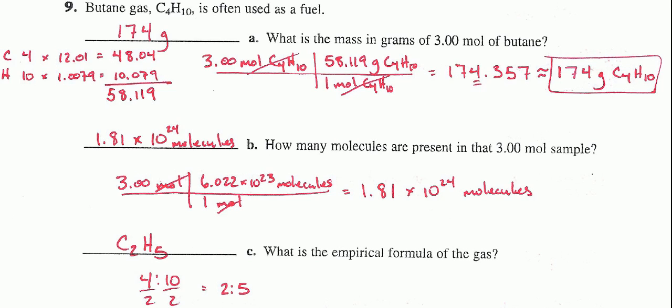Number 9. Butane gas, which is C4H10, is often used as a fuel. A asks, what is the mass in grams of 3.00 moles of butane?